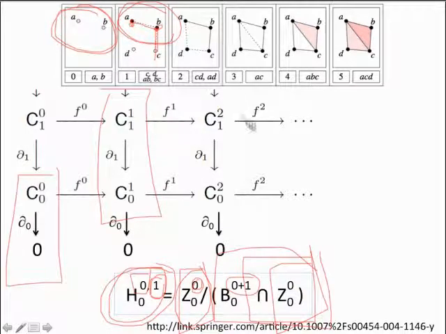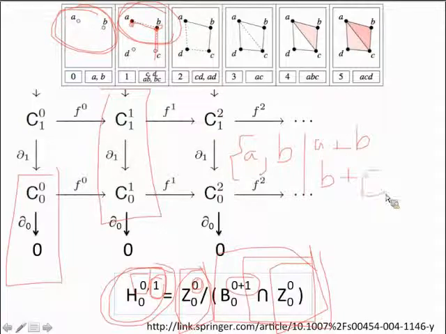So yeah, what I'm trying to say is that we've got A and B. That's our cycles at time 0. Then my boundaries are, I do have that A plus B equals 0. I also have B plus C equals 0, but I don't care that C equals B because I intersected it with just my cycles at time 0. So I only had an A and B. I don't have a C.